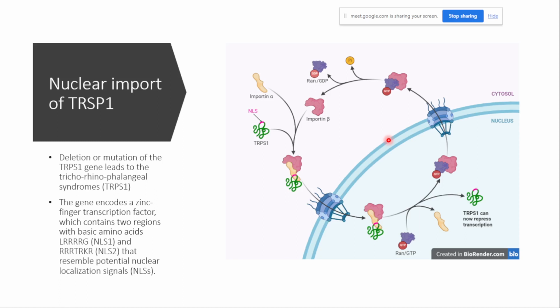So that is nuclear import, and here the example used was TRPS1. If anyone has any problem, please let me know, because you need to understand this nuclear import of TRPS1 by this machinery. Do you have any questions?